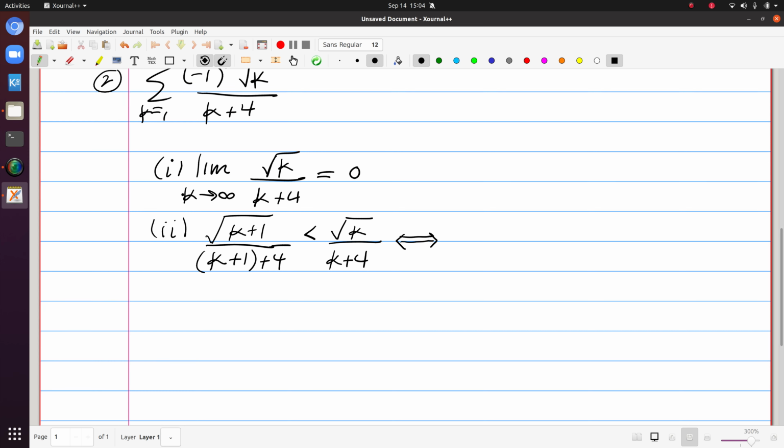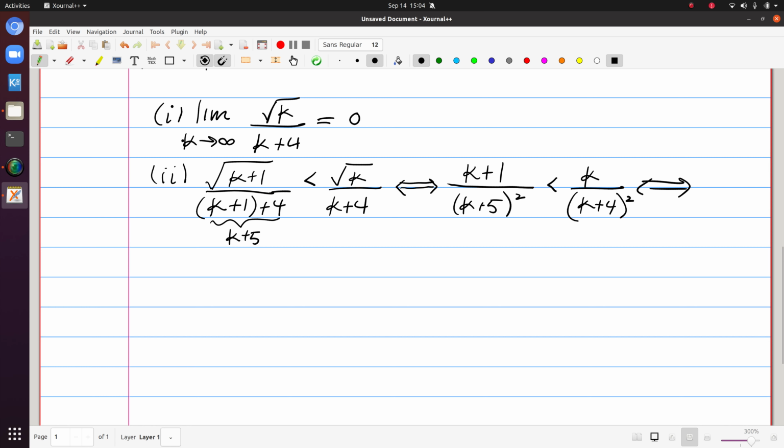First of all, to get rid of the radical, we can square both sides of this inequality, which would leave us with k plus 1 over, so note that this first of all is k plus 5, so this would become k plus 5 squared, and we want to verify that that is smaller than k over k plus 4 squared. Now we can cross multiply so that I can get this all onto one level, so I would have k plus 1 times k plus 4 quantity squared is k squared plus 8k plus 16. And we want to check if that's less than k times k plus 5 squared, which is k squared plus 10k plus 25.